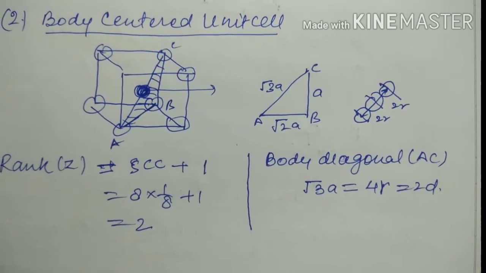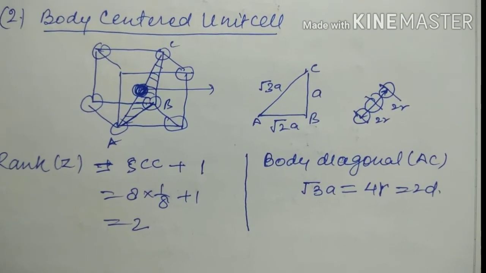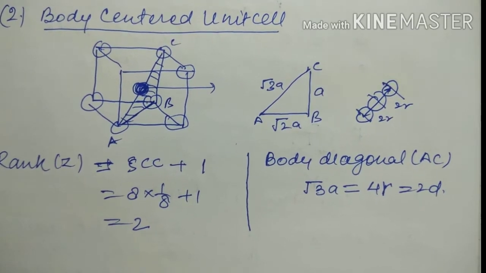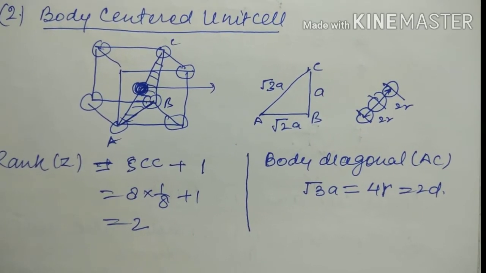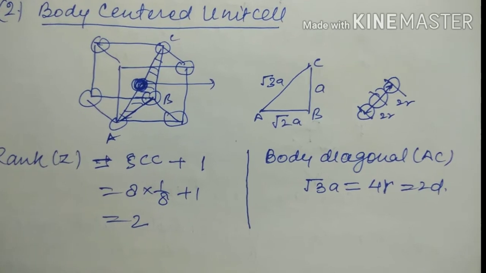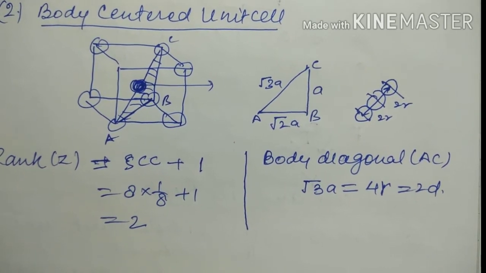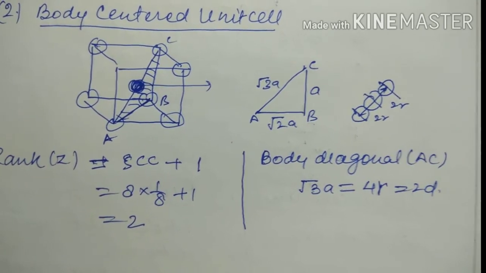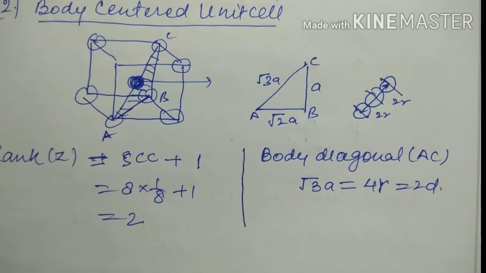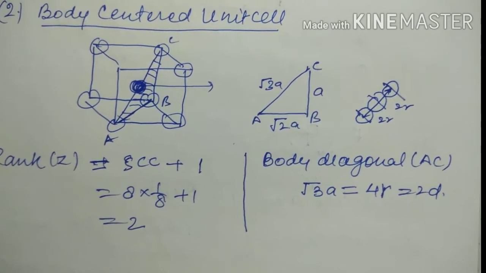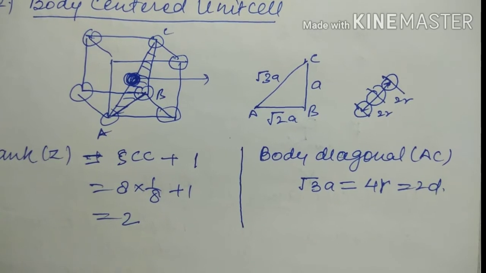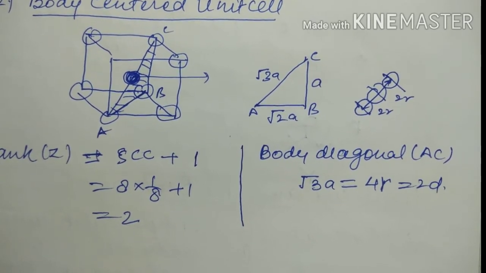Now next is body centered unit shell. The 8 corners are formed by SCC and one body atom is present, so total rank, which is represented by Z, is equal to SCC plus 1. 1 means body centered. So 8 into 1/8 plus 1 means total rank is 2.